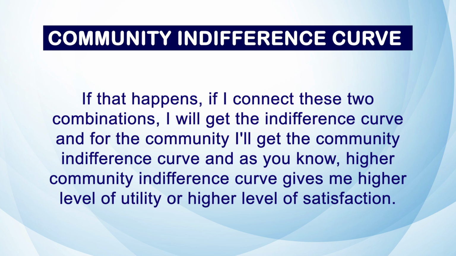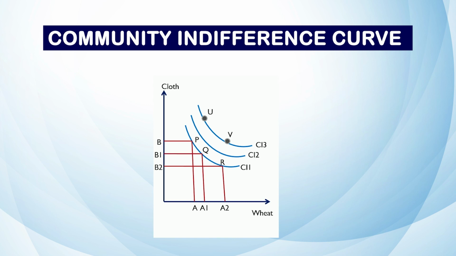And for community, I'll get the community indifference curve. And as you know, a higher community indifference curve gives me a higher level of utility or satisfaction. Here in this diagram, I have drawn 3 indifference curves, and all these are community indifference curves. Community means, students, it is for the country as a whole, not for an individual. So C11, C12 and C13. A higher indifference curve gives me a higher level of utility.